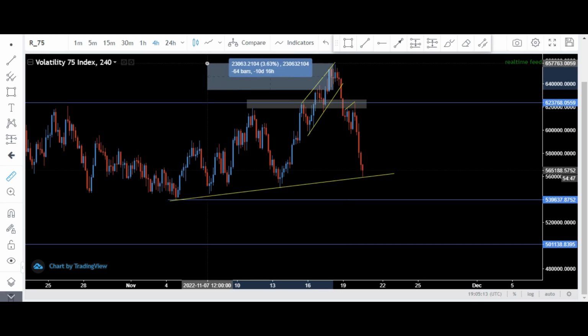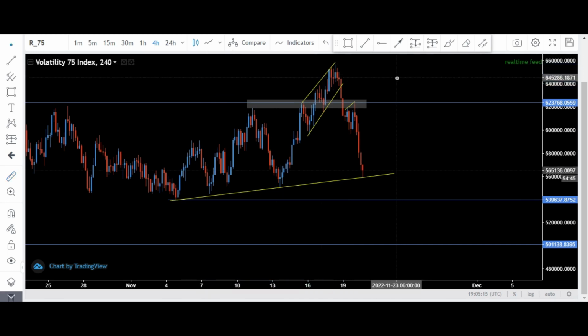Could have gotten around 230 pips, something like that. Could have gotten a few pips over here. But look at what happened. The market came back very strongly, actually with a drawdown to the downside.